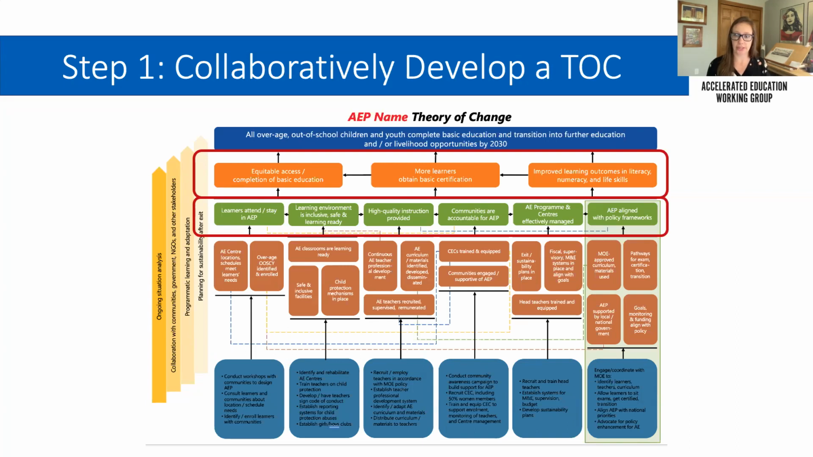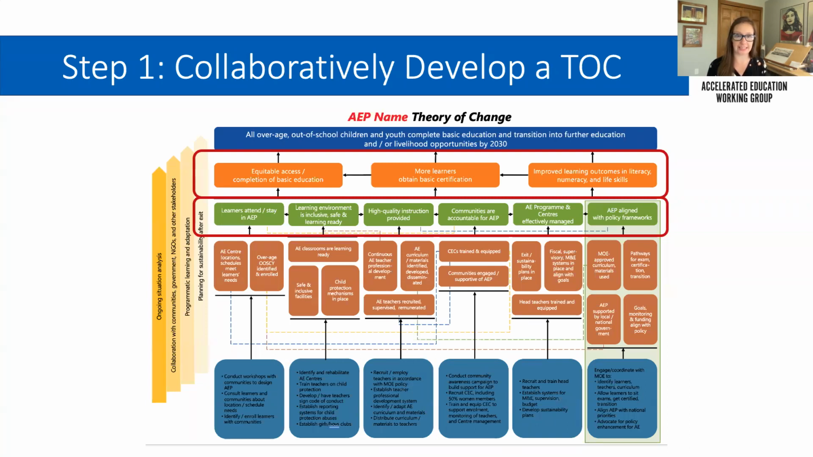Then the short-term outcomes align with the Accelerated Education Working Group's 10 principles. They're shown in green. Obviously, there's not one green box for each principle, but some of them are merged, some of them are broken apart. But in large part, this is where we see alignment with the 10 principles. And these are related to learner attendance, inclusivity and safety in the learning environment, provision of high quality instruction, community accountability, management, and alignment with policy.